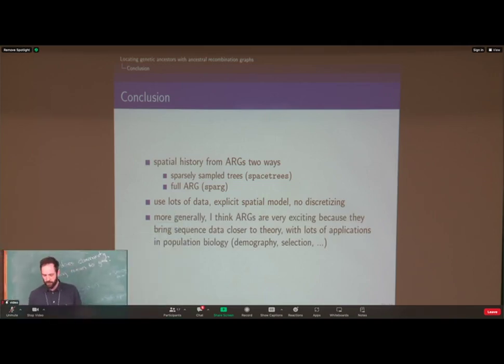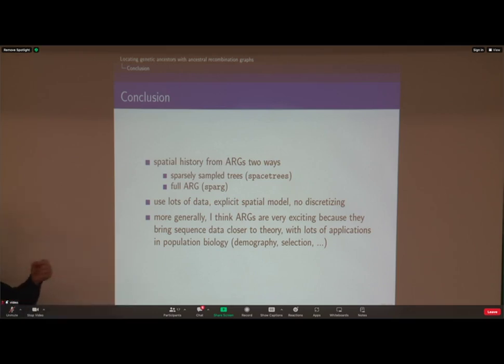And just to make a more general point, beyond this specific topic, I think that ARGs are very exciting because they're bringing sequence data, strings of letters or numbers, closer to theory, especially coalescent theory. They're also changing these strings of letters into graph objects that are much closer to the modeling theory world. I think people are already utilizing this, but there are lots of applications within population biology for inferring demography, inferring selection, inferring dispersal, what have you. So I think this is an exciting direction.